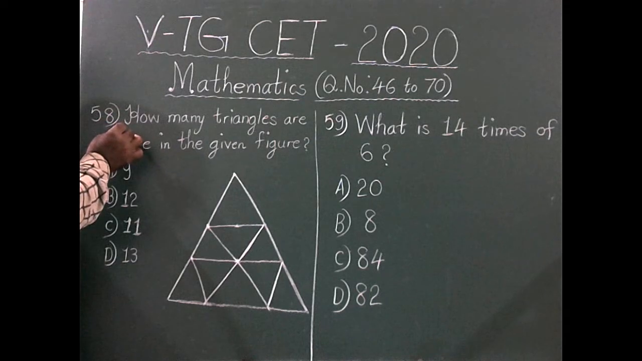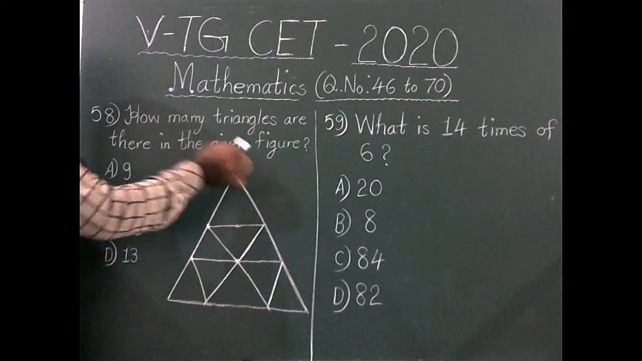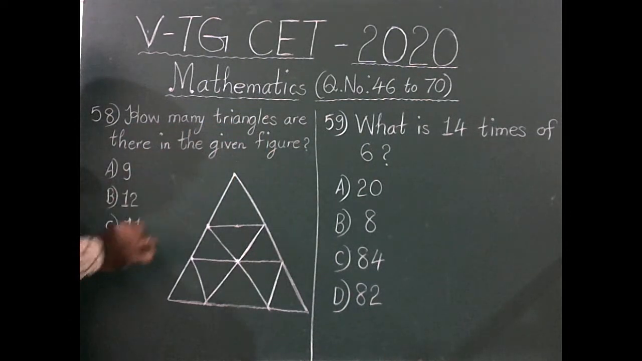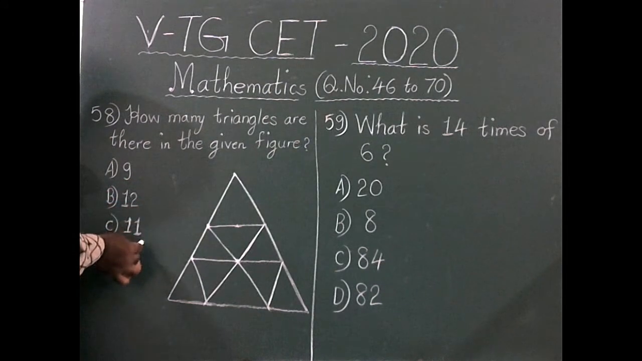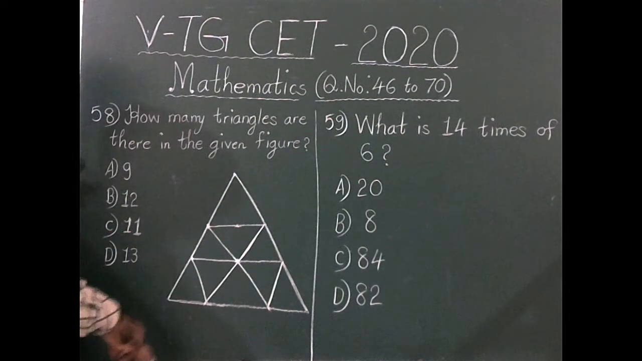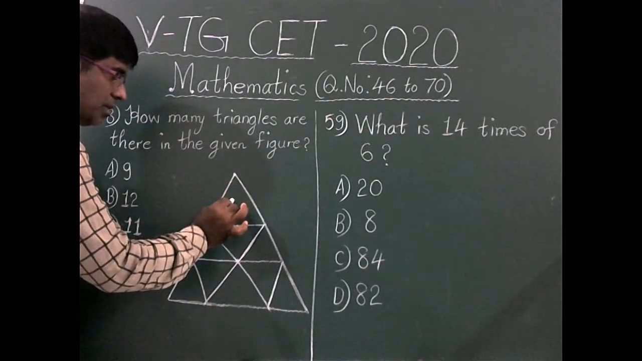Number 58. How many triangles are there in the given figure? Option A 9, option B 12, option C 11, option D 13. Okay, here one figure is given. Now, how many triangles are there?